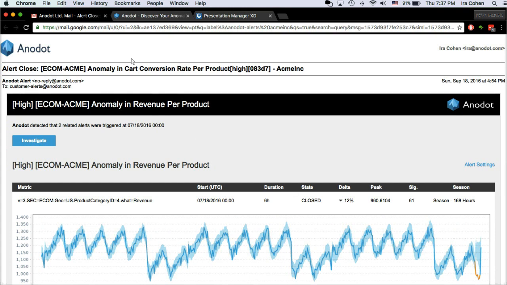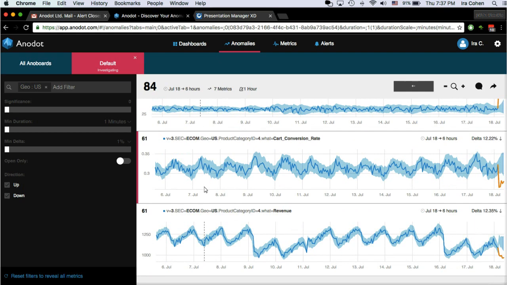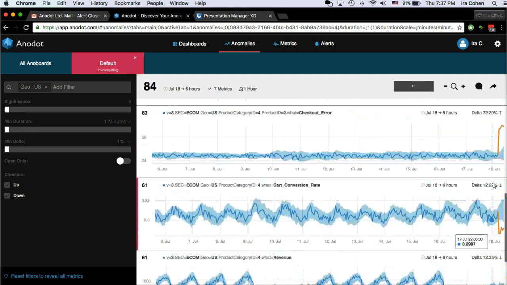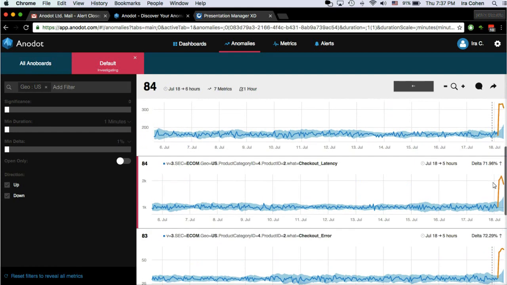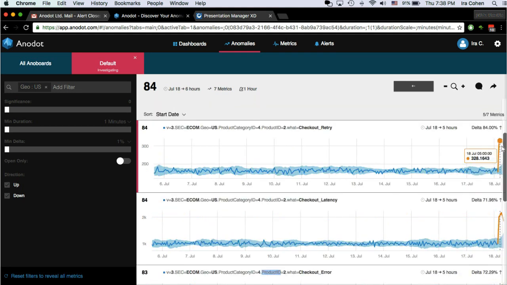When I go into the Anodot system, it shows me all the correlated time series, all the metrics correlated to the two that I got in the alert. This is the revenue and the cart conversion, and I can see the drop here. But at the same time, I can see that there are other metrics, in this case 3 metrics, related to the same product category, but related to product ID number 2, where I see an increase in checkout errors, an increase in checkout latency, and an increase in checkout retries. So these are more technical metrics that help me figure out, okay, there is a problem with product 2 in the US, something related to the checkout.